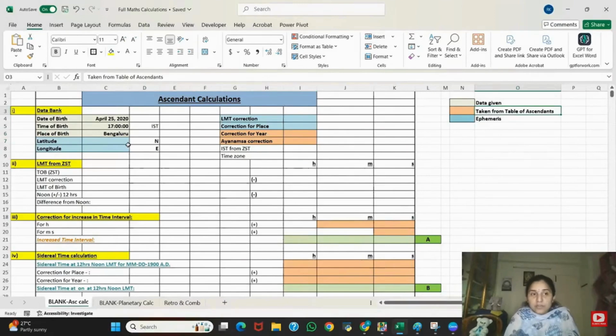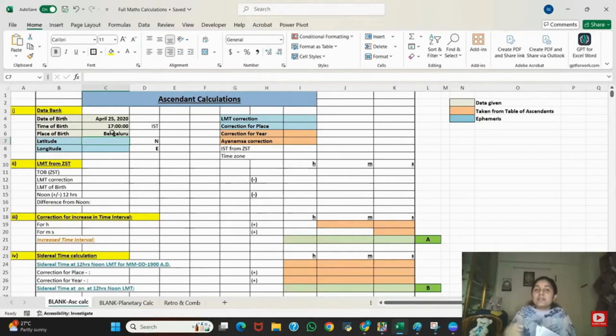Now, for latitude and longitude, we have to refer to the Indian ephemeris. Usually we prefer the Lahiri Indian ephemeris, but if you have any other ephemeris, that is also possible. In the ephemeris we have a place where we have the lat and long for all the cities, or the nearest known city or known place. Suppose I am now taking directly a metro city like Bengaluru, which will be available.